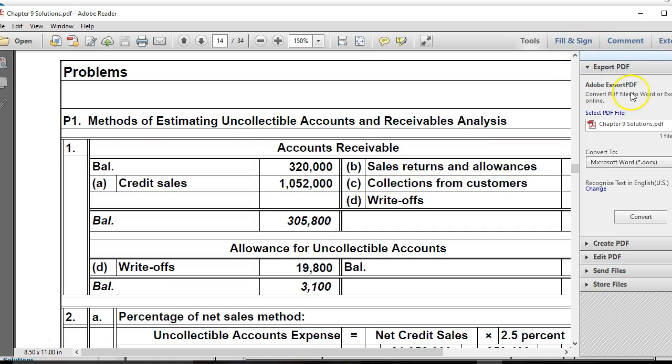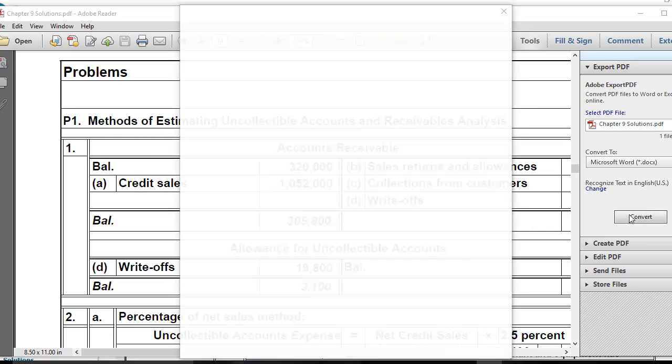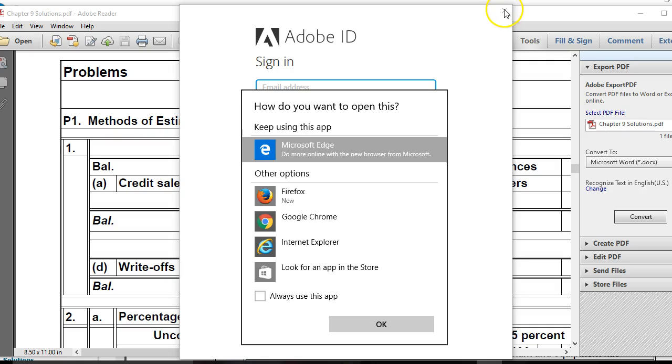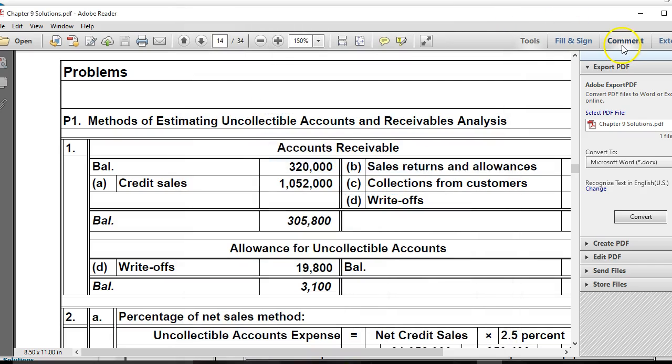How do I get rid of this screen? Just get out of there.